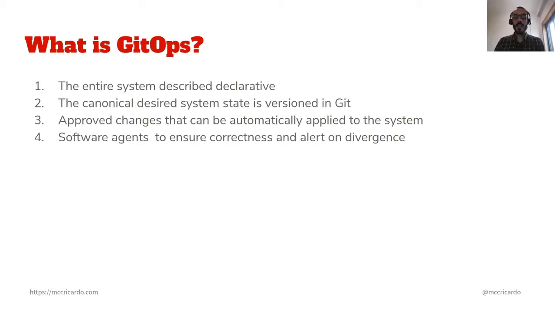And the last important point is that software agents are there to ensure correctness and alert us on divergence. Again, once the state of our system is declared under version control, software agents can inform us whenever there's some mismatch between what is in Git and what is on the cluster. Those agents can not only alert, but actually go the extra step of making everything convergent.